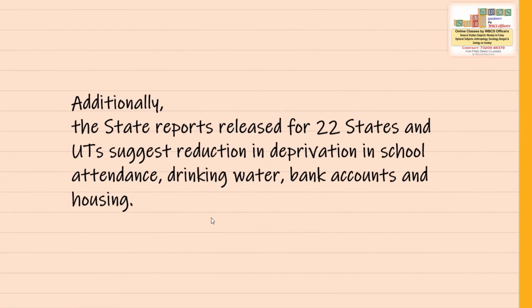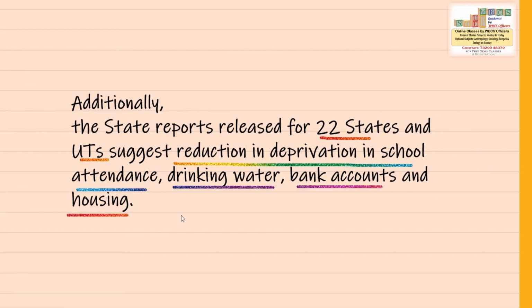Additionally, the state reports released for 22 states and UTs suggest reduction in deprivation in school attendance, which is very essential, drinking water, bank accounts and housing. So the parameters suggest that there is reduction in deprivation in school attendance, drinking water, bank accounts and housing.